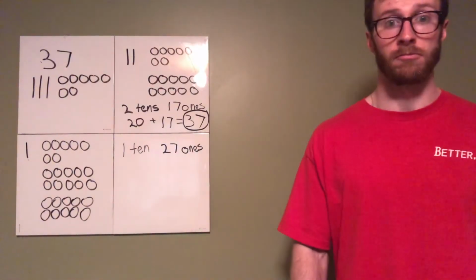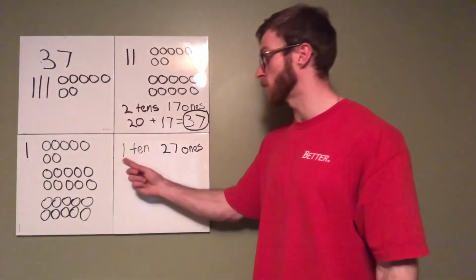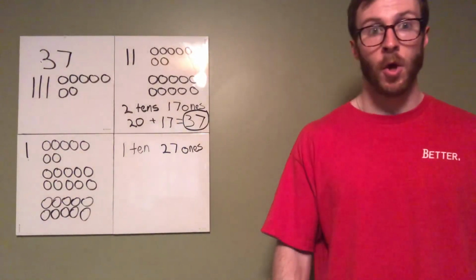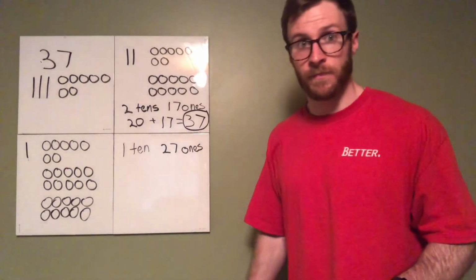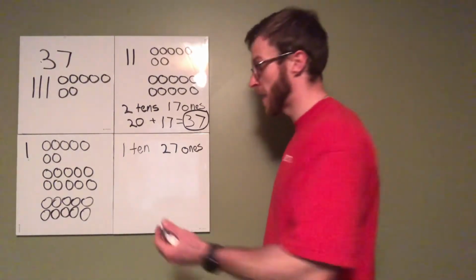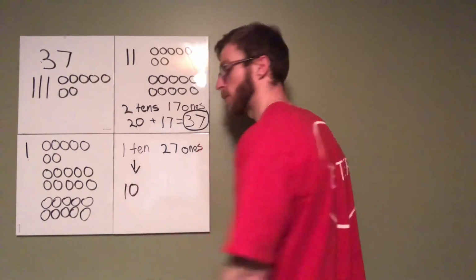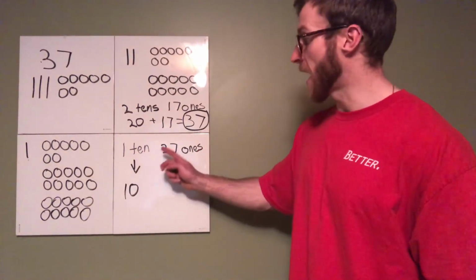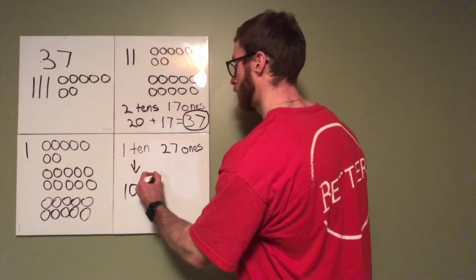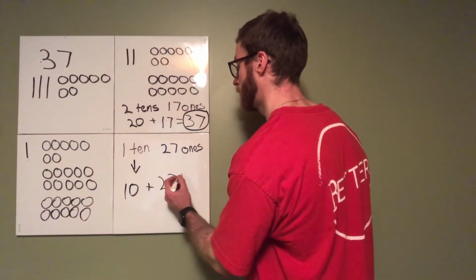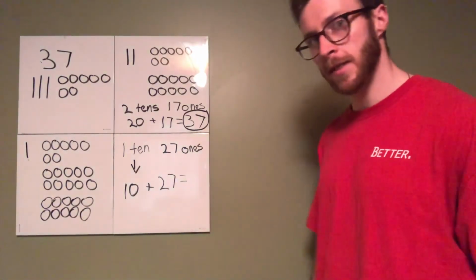All right, so do we think 37 can also be written as 1 10 and 27 ones? Well, let's put them all together to make sure we're right. How much is 1 10? 10. 1 10 equals 10. So I'm going to draw an arrow. That equals 10. Then I need to add it to my 27 ones. So I'm going to plus 27. 10 plus 27. Who thinks they know what it is?